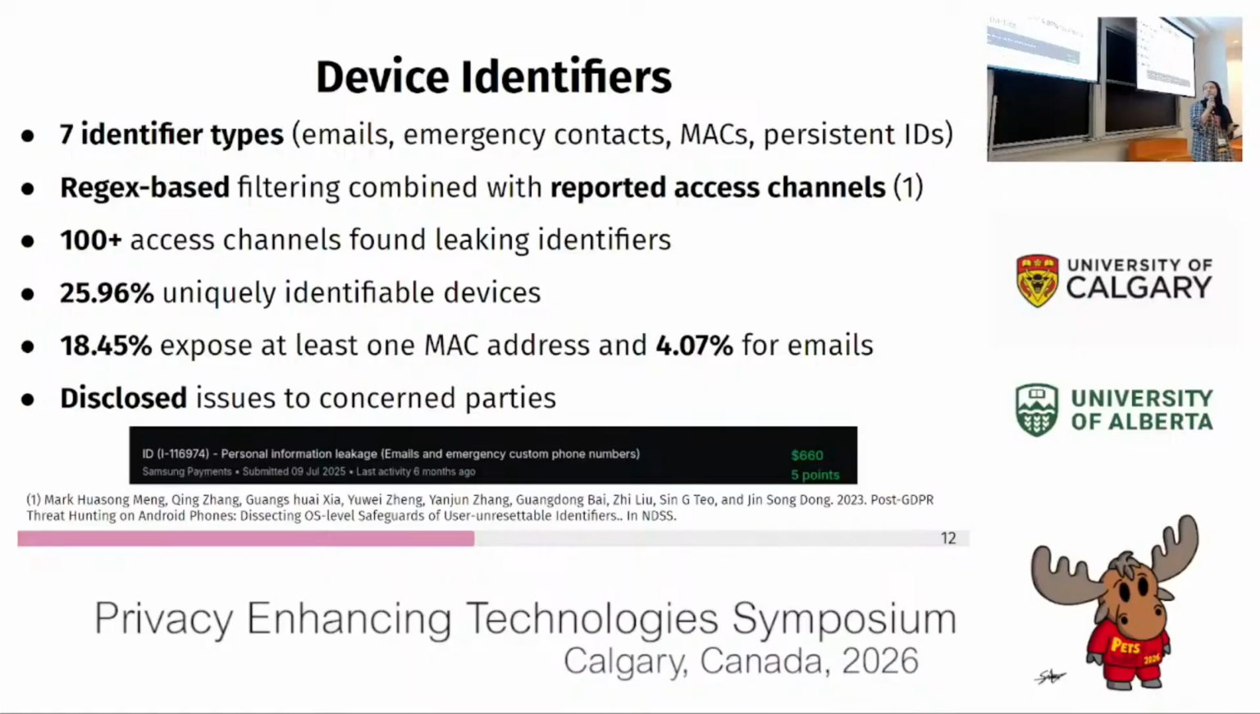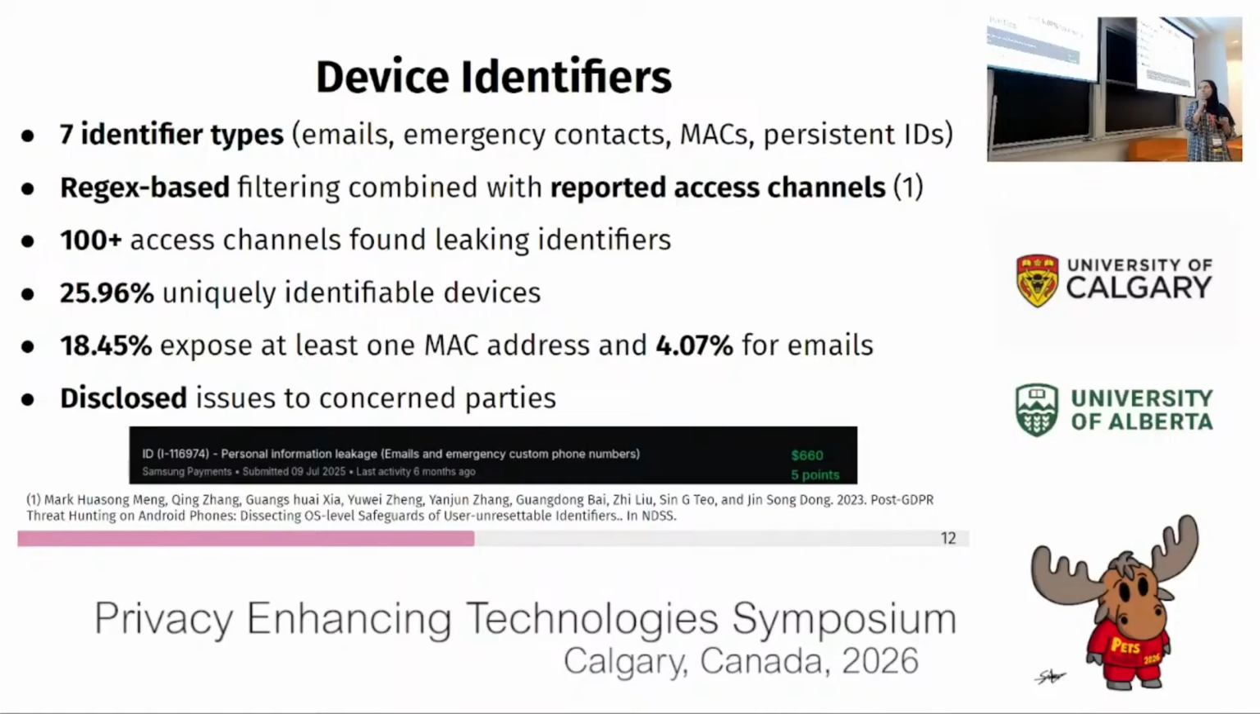And we could uncover more than 100 access channels that are leaking user identifiers. For now, about 20% of the devices in our dataset leak at least one unique identifier, with MAC addresses and emails being the most leaked ones.